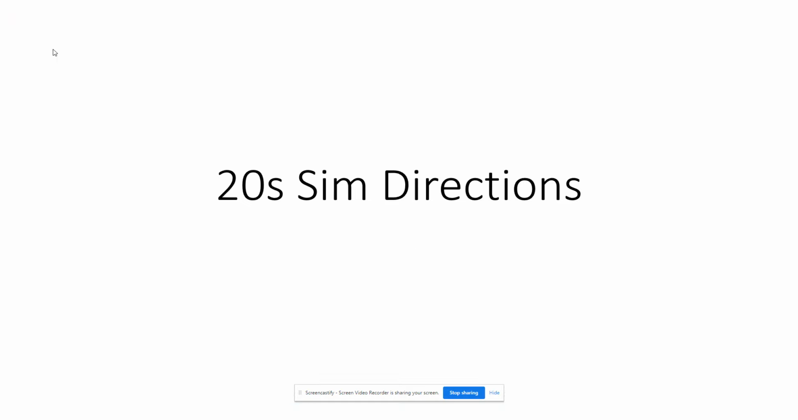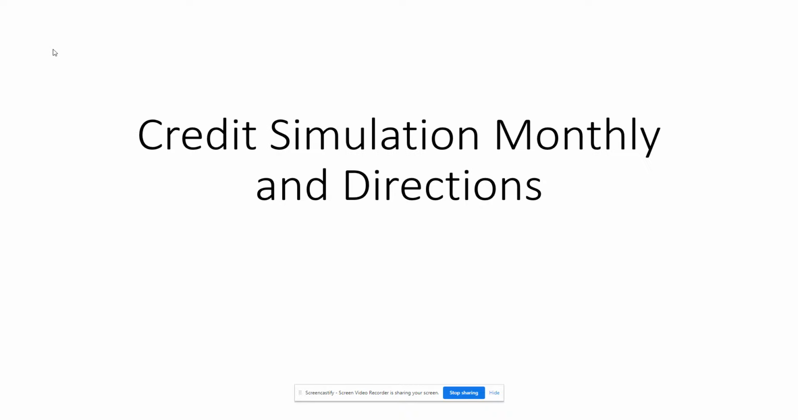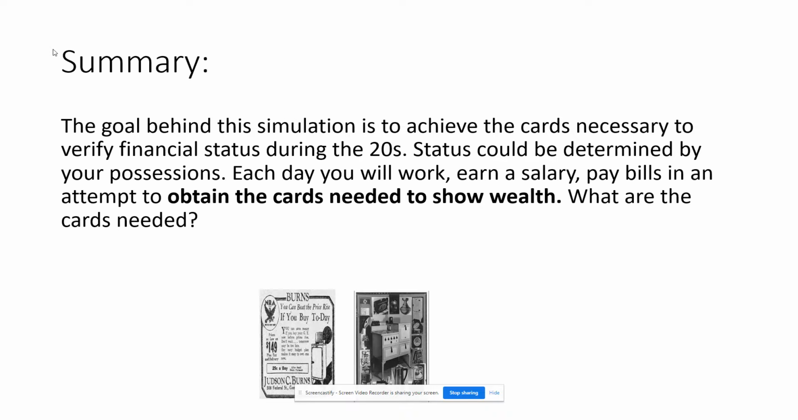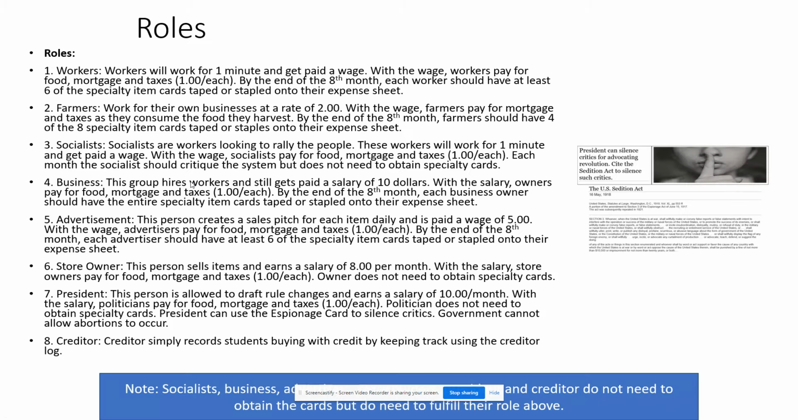You do not have access to what I am showing you here because it's a combination of a couple of different slideshows. So we're trying to simulate what it was like during the Roaring Twenties from so many different perspectives. We're going to do this monthly, and the summary here is simply this. We're going to try to achieve cards. Cards will be a way to determine your financial status during the 20s, and you are going to work, earn a salary to pay bills. Notice that you have to obtain the cards in order to show your wealth. One of the things in the 1920s, you show wealth by the amount of things that you have. This is the start of consumerism.